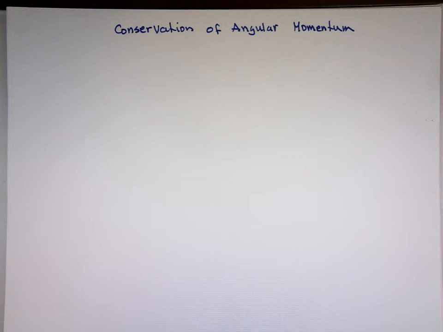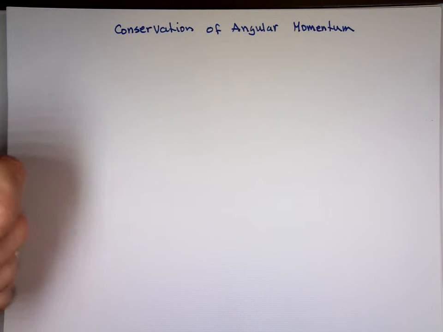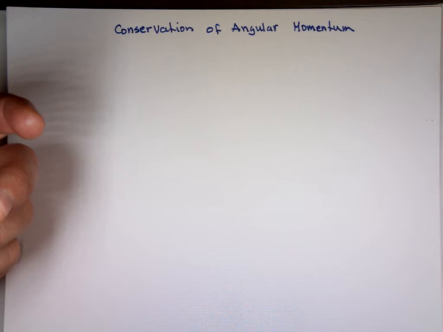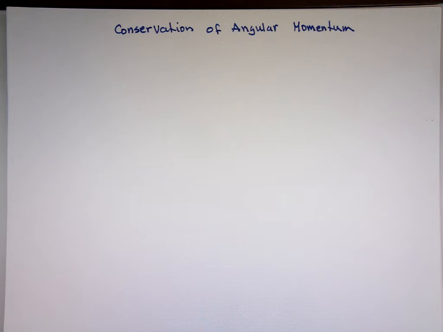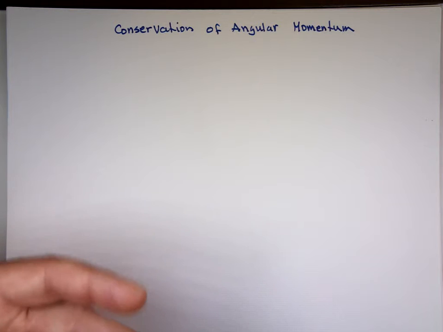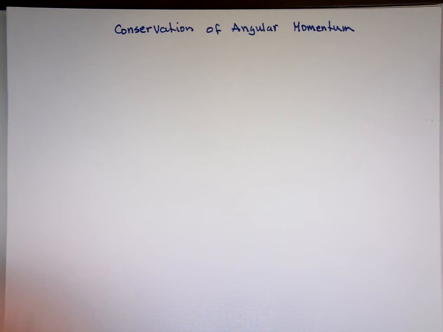If you remember from Physics 1, when we used to say if you have a net force equal to 0, that means no external forces, we have conservation of linear momentum, which means what? The linear momentum before equals the linear momentum after. Well, here in this chapter we're dealing with angular momentum, things that are spinning.